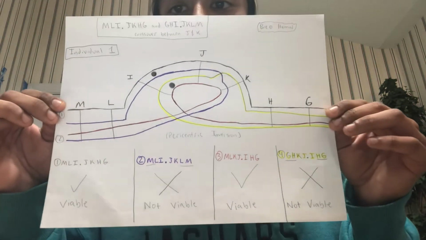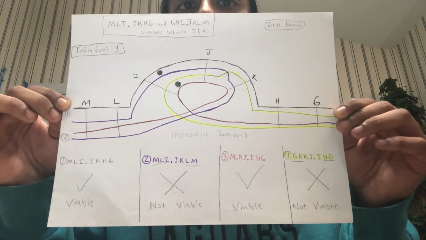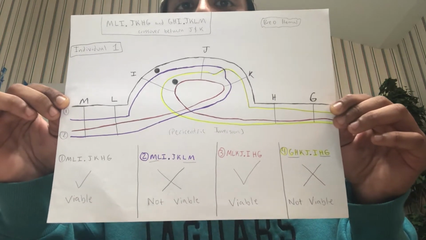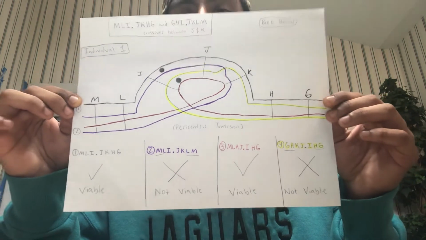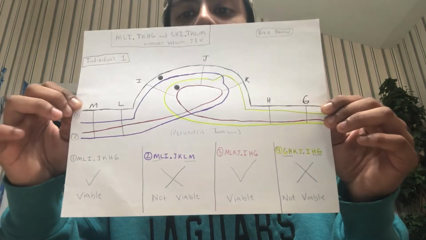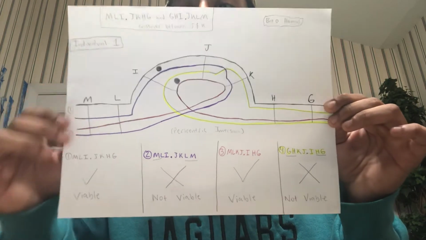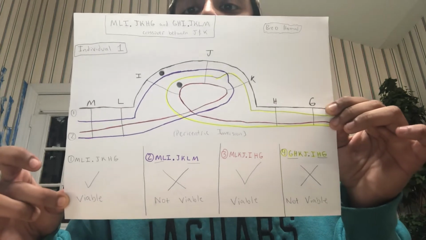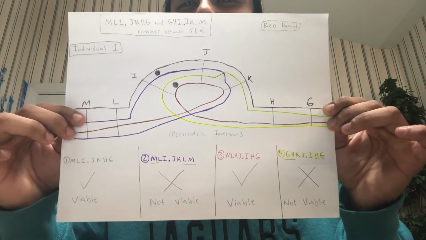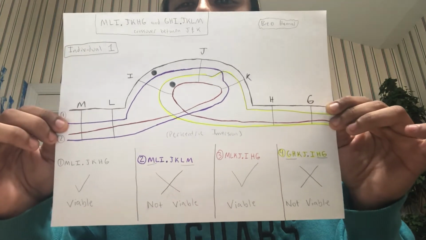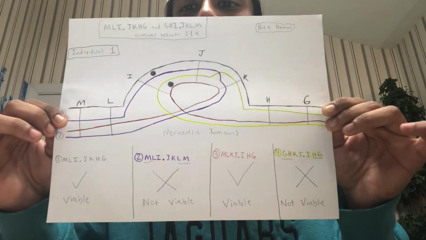For the first crossover event, we had MLI centromere JKHG and GHI centromere JKLM. When we start at the first chromatid, we go across and we end up on the opposite side. This gamete is viable. We go to the next chromatid and we go across. As you can see here, this is where the first crossover event happens between J and K.